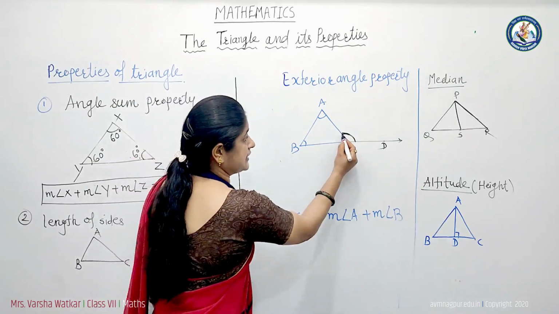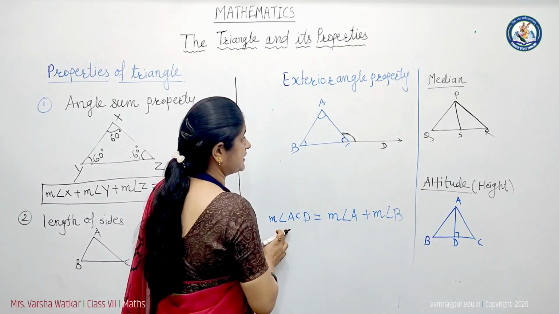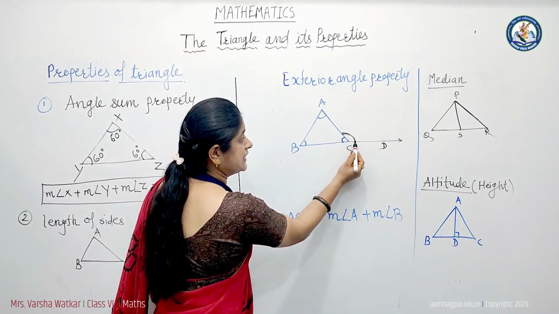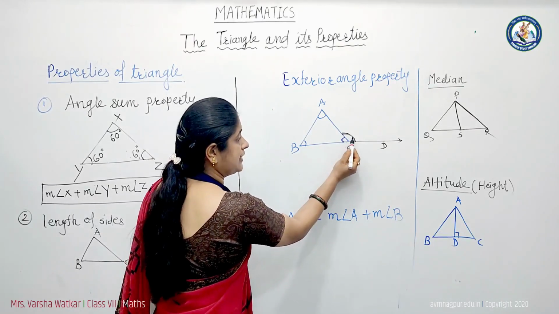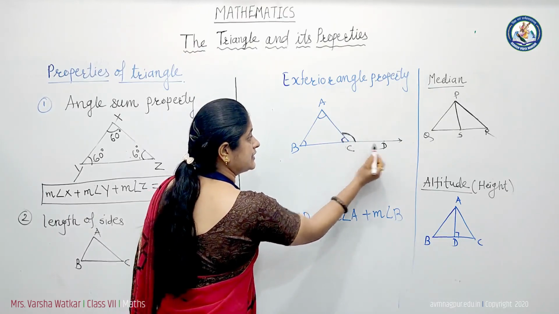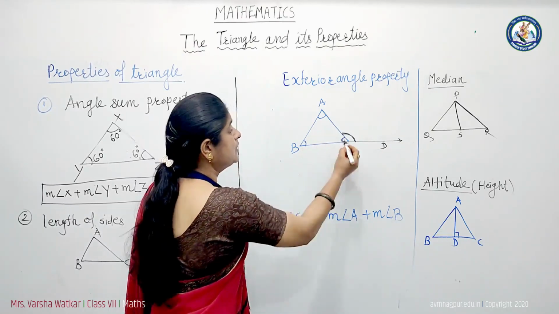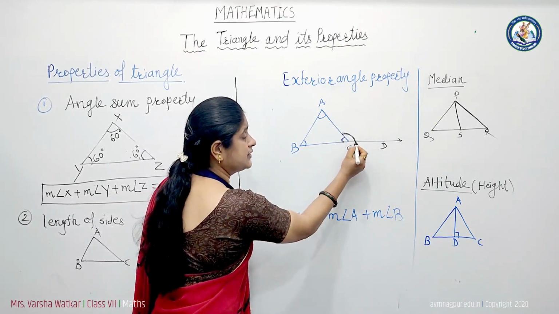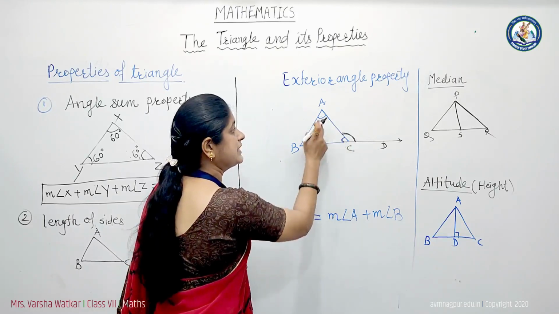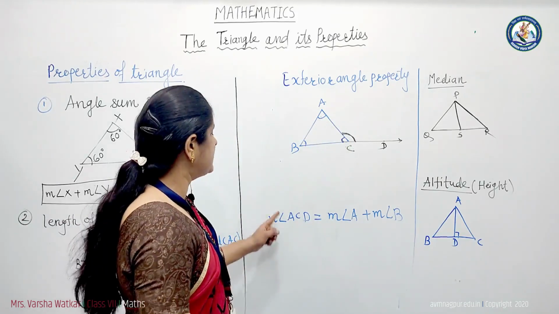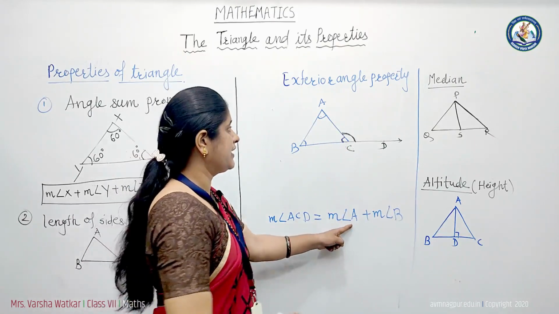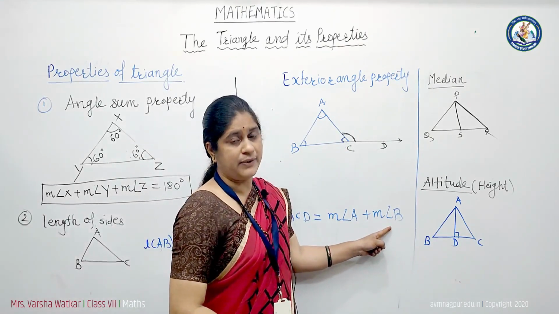See, angle ACD is the exterior angle, and what is its interior angle? Angle C is the interior angle. ACD is the exterior angle. The measure of this exterior angle is equal to the sum of its interior opposite angles. It means the measure of angle ACD is equal to the measure of angle A plus the measure of angle B.